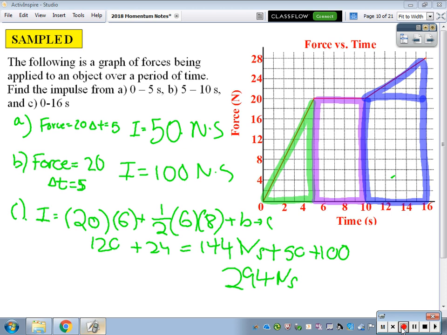Good. So just understand that with impulse, if we have a force versus time graph, no matter what the force values are, we can still figure out what that impulse is going to be. Good.